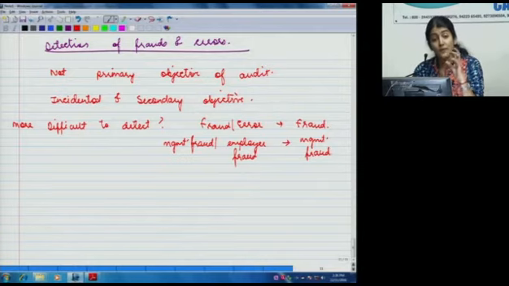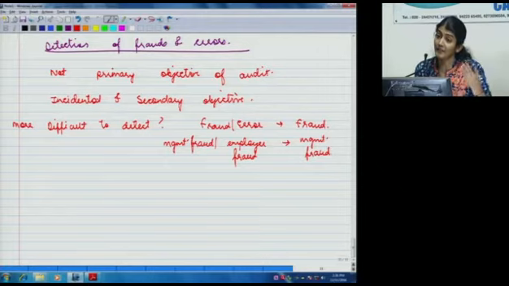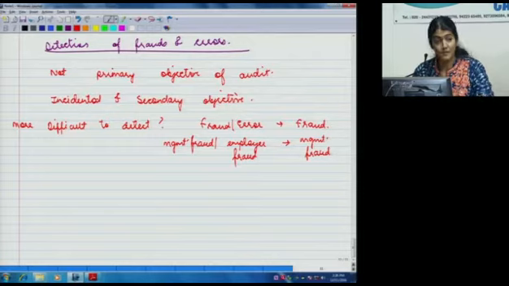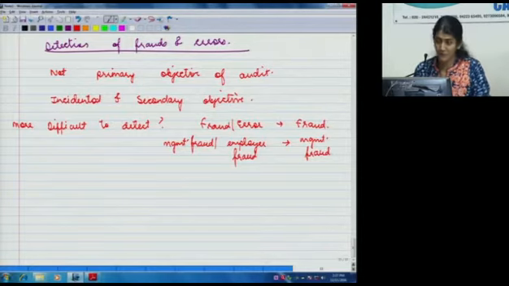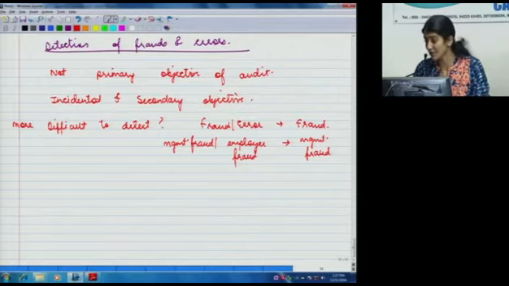Then one more very nice sentence they talk of over there: audit procedures which are effective in detecting an error may not be effective in detecting a fraud. Why? Because fraud involves sophisticated and carefully organized schemes designed to conceal it. The person who has done a fraud will obviously take steps to hide the fraud, like forgery, intentional misrepresentation, falsifications and so on.